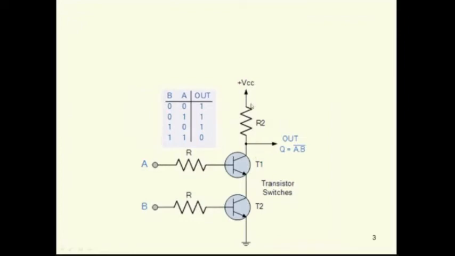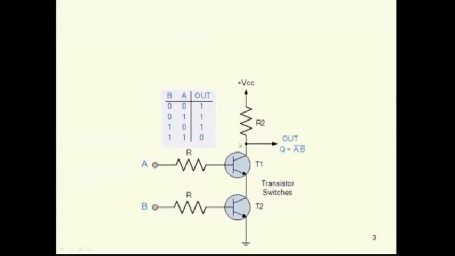Series connection means that between VCC and ground, the transistors are connected in series. The supply voltage comes through the resistor, has to pass through transistor 1, then transistor 2, and then it closes the circuit. So this is the closed path for the current to flow, and here there are two inputs, A and B, and one output, Q.